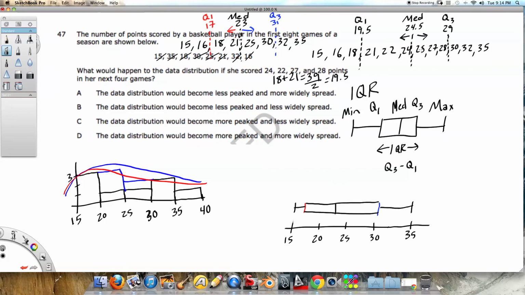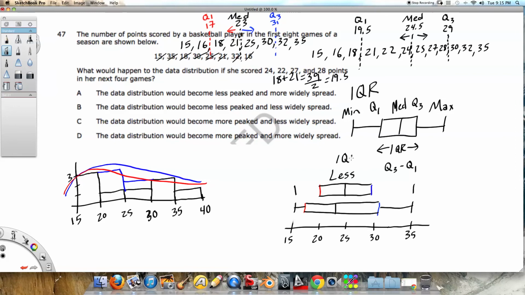So 24.5 is the median, so it's going to be right here, really close to 25. Q1 will now be at 19.5. So that's going to be a little closer to 20, right about here. And then Q3, which I did in blue last time, is now 29, so it's going to be a little more left, all right? And then the minimum and maximum are still at 15 and 35. So now let's look at this IQR. Did the box become more spread or less spread? It definitely became less spread.